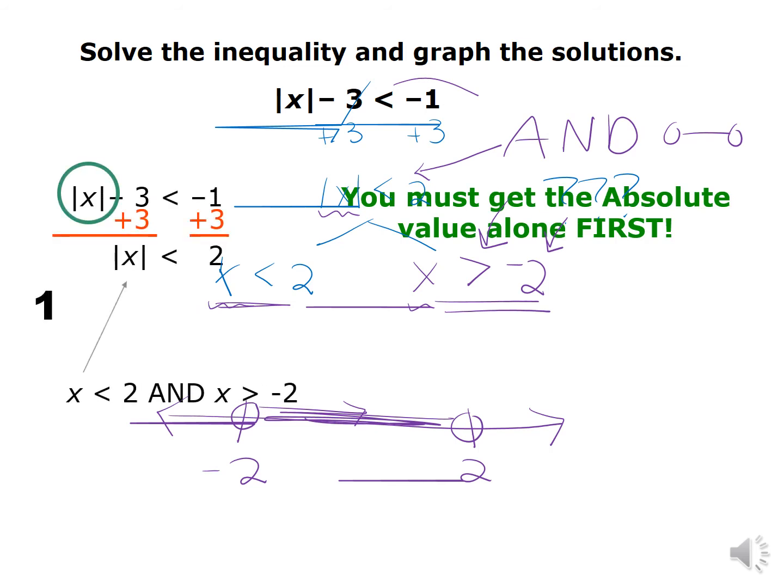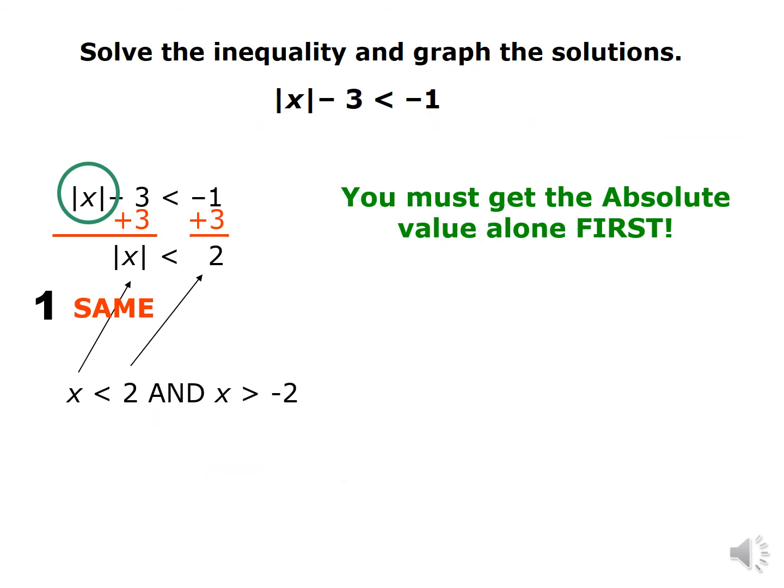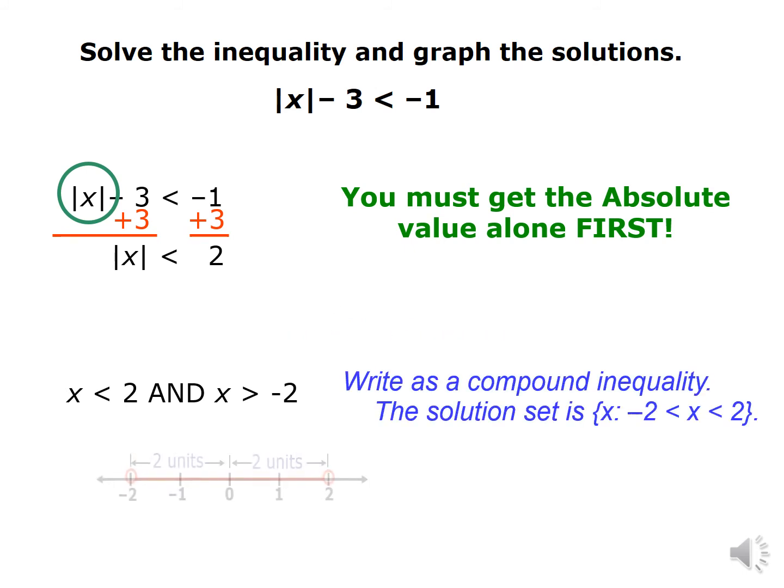And yeah, there's the answer. And okay, I'm going to erase this slide so you can see all this cool stuff. There you go. And now you can see that they did the same thing as me. That's side 1. And then we're going to do side 2. We're going to flip it. And you do the opposite sign. And then you're going to write it as a compound inequality. So that's pretty cool. Okay?